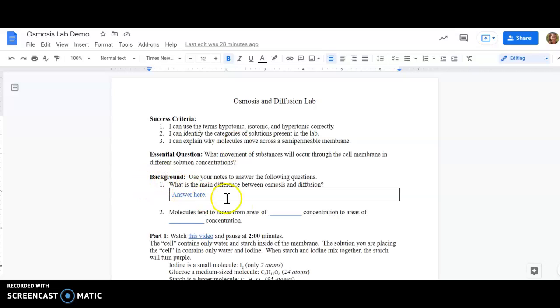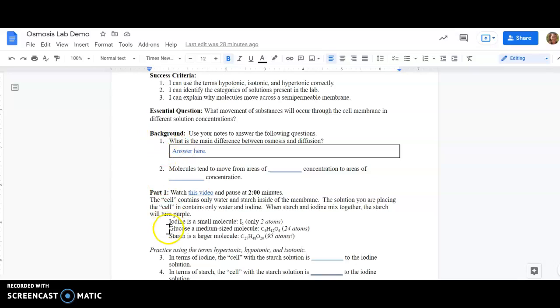You'll notice there's some background questions here, and these are what you're going to start with. Anything that has a number, you need to answer. They're asking you the difference between osmosis and diffusion, so please put it in your own words. And then in general, molecules tend to move from areas of blank to blank, and we're going to say without the use of energy. So make that real clear.